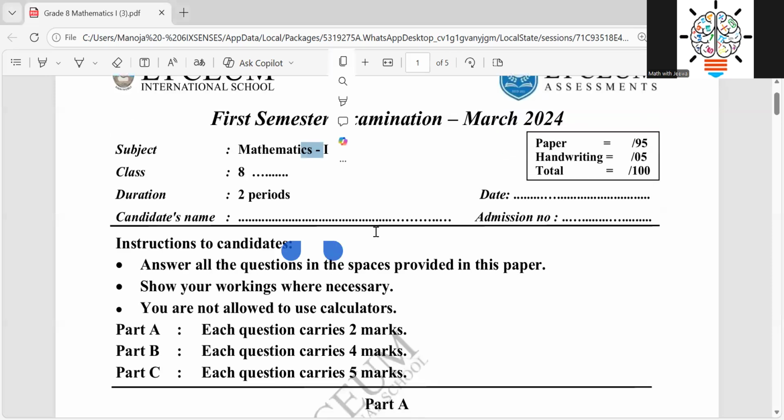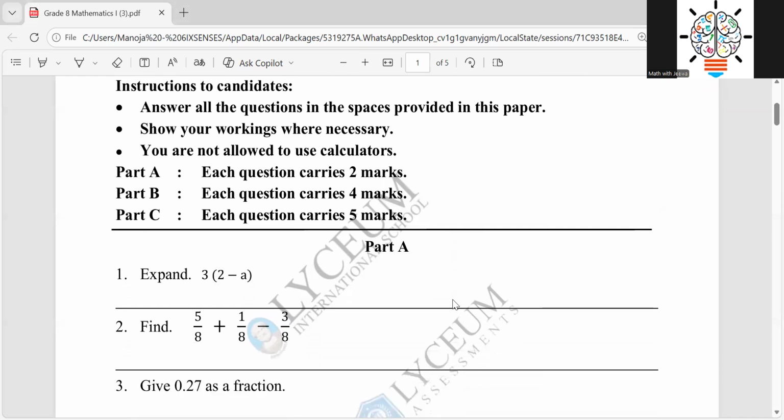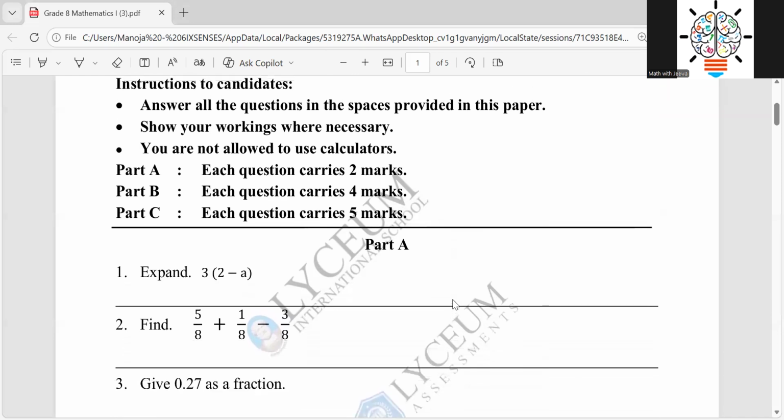But as a practice, I just read the question instruction here: we want to answer all the questions in the spaces provided in this paper. You want to show your workings where necessary, and you are not allowed to use the calculator. Definitely you are not using calculators in the exam hall or in the classroom. So you can do your workings without the calculators, right?